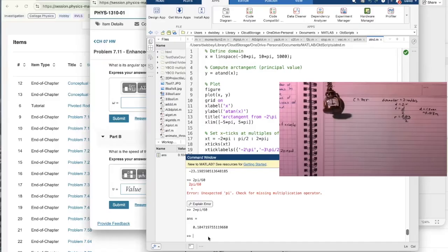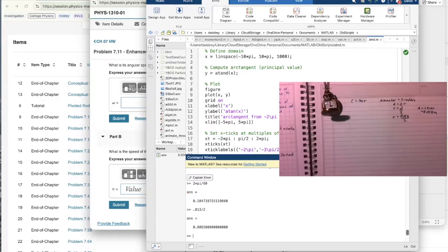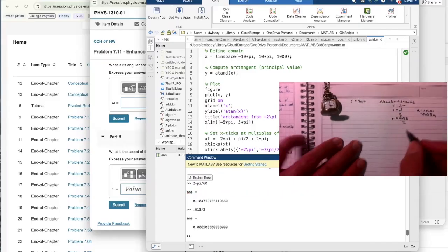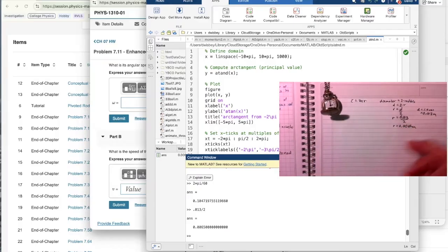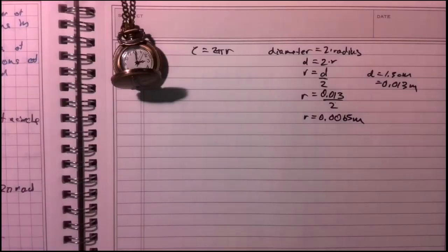MATLAB. Okay, so 0.013 divided by 2 is 0.0065. All right, there we go. Okay, we got that. So my radius is 0.0065 meters. Wonderful. Stop my sharing here.